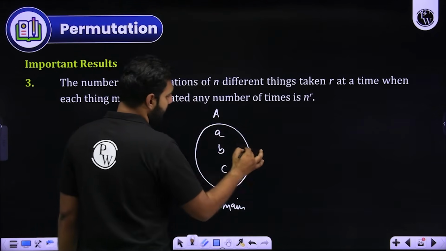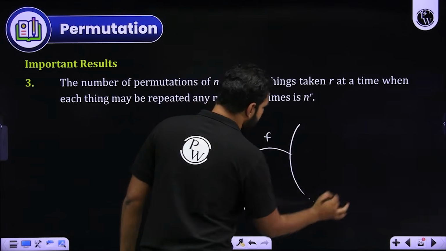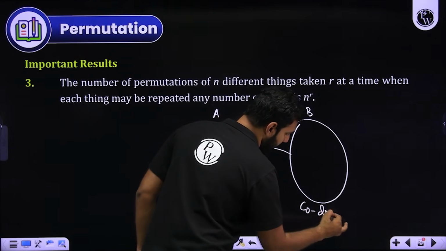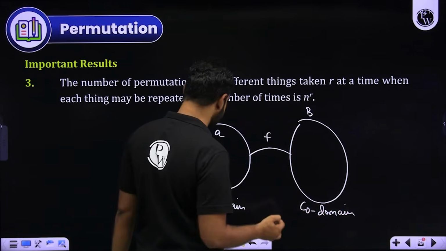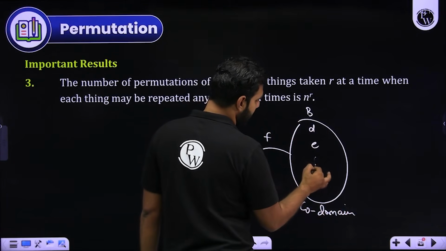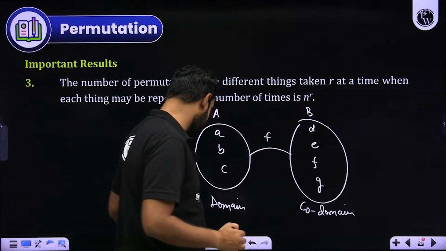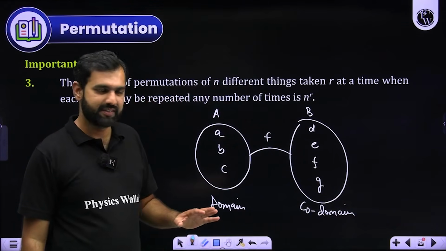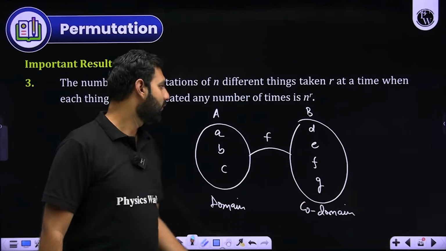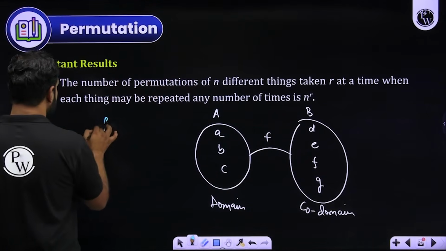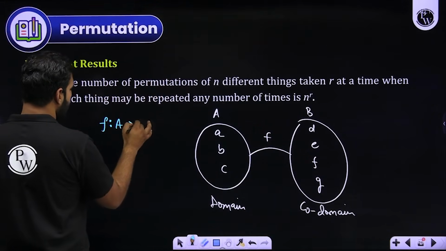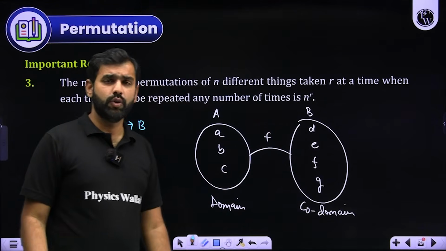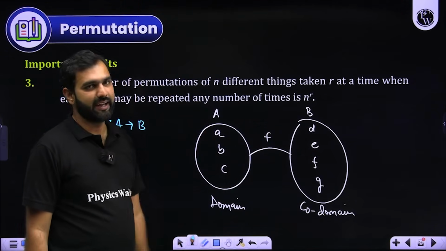Now, there is a function f which is applied on this, and this is the set B, which is your codomain set, right? And this set has, let's say, 4 elements D, E, F, G. Now, I am asking you how many mappings are there? No constraint is there. How many functions can be created from set A to B? So the function has domain as A and codomain as B. So what is the number of distinct functions we can create?